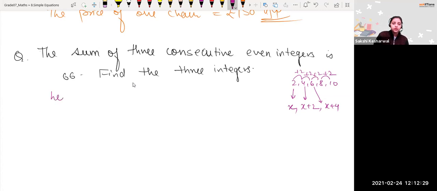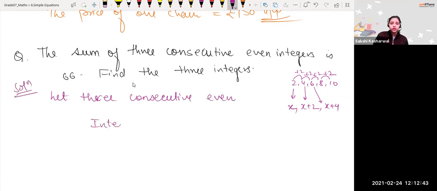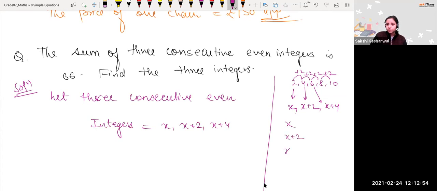Let the three consecutive even integers be x, x plus 2, and x plus 4. How did we get that? One number is x, the other number will be x plus 2. The third number will be x plus 2 plus 2, which is x plus 4. So this is first, second, and third.